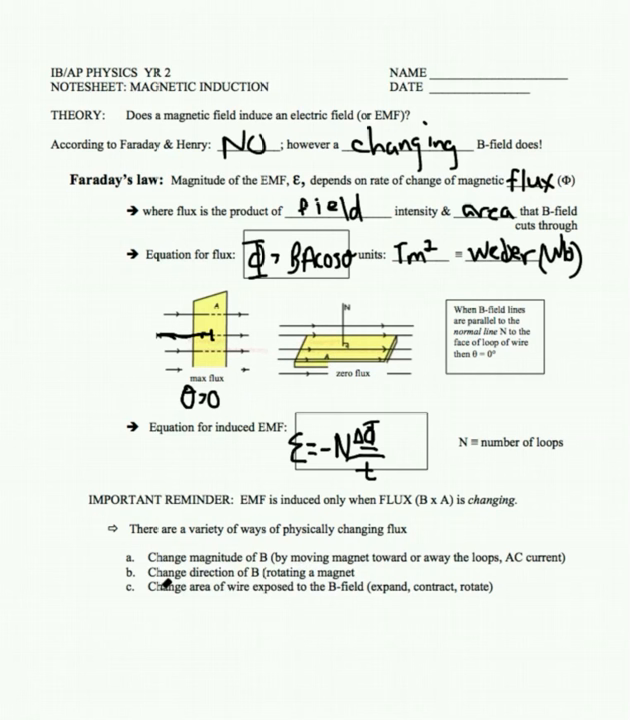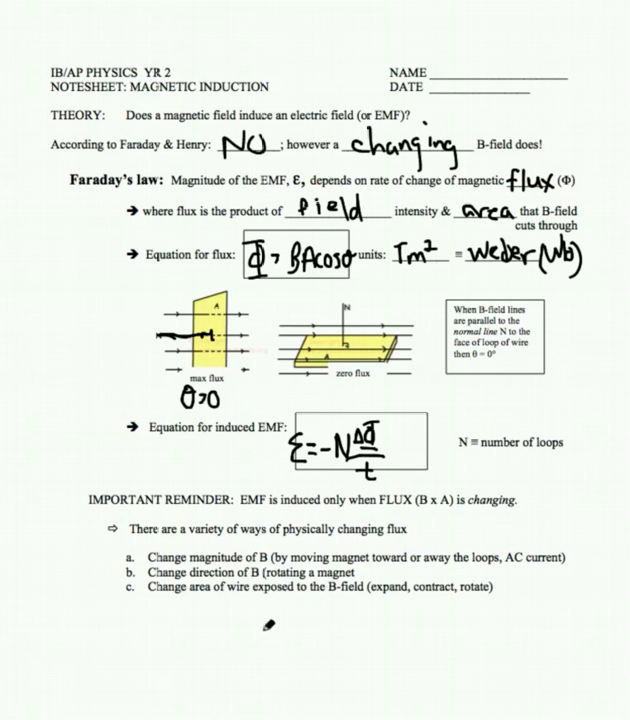Less obvious is that you can change the area exposed to the field. This is most easily done by rotating the loop in a generator. So if this represented a loop of wire and we were rotating it about this axis around and around, then we would constantly change the amount of area that is perpendicular to the magnetic field lines. Less obvious and less common, you could expand the wire in the presence of the magnetic field, so there's more area to capture more field lines, or you could contract it, which would do the opposite.